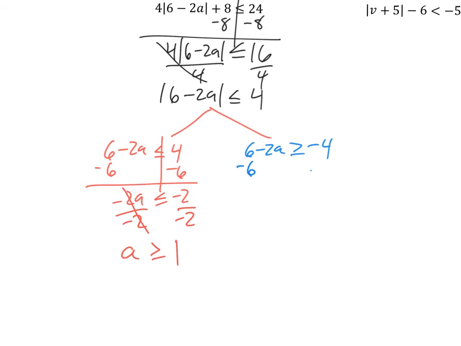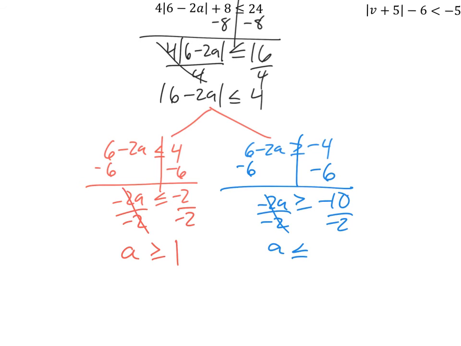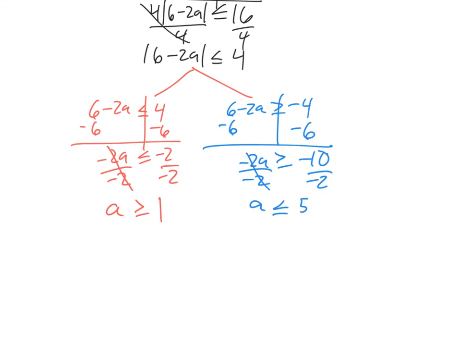Okay, same thing on this side. Subtract 6 on both sides first to get that -2a is greater than or equal to -10. And then divide by -2. a is, flip the inequality, less than or equal to, -10 divided by -2 is 5. So we can graph this. We'll have 0, 1, and 5. Greater than or equal to 1, so we have a closed circle at 1. Less than or equal to 5, closed circle at 5, and everything in between. So a is greater than or equal to 1 and less than or equal to 5.